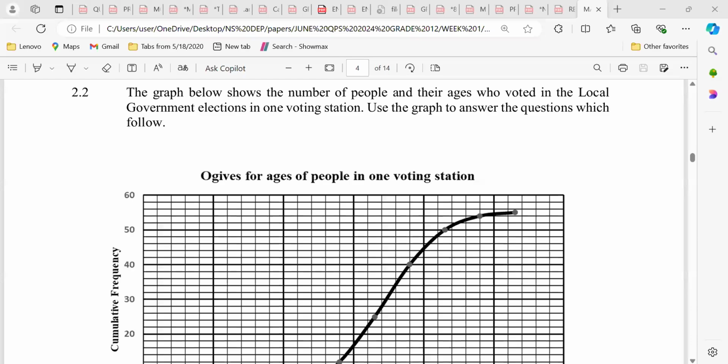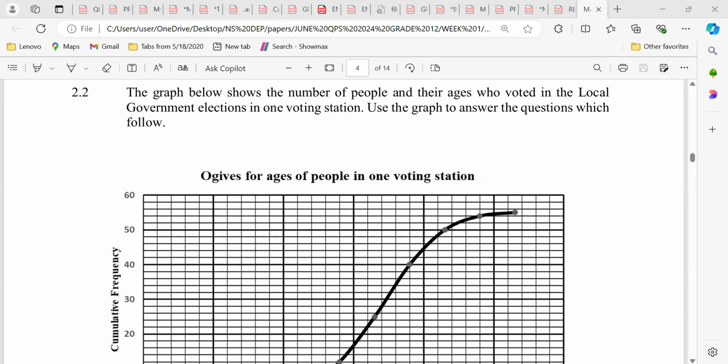Okay, they say here we are given the following graph. The graph below shows the number of people and their ages who voted at the local government elections in one voting station. Use the graph to answer the following question. So this one is an ogive. So we're given the ogive. We should be able to go from the ogive to the cumulative, from the cumulative to the frequency.